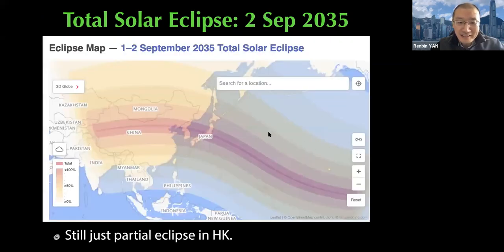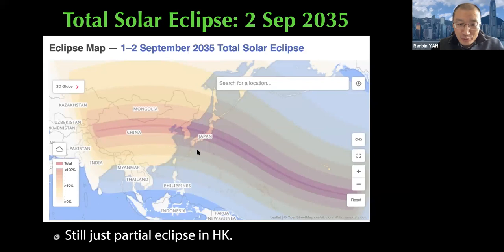But in 2035, there is another easily visible total solar eclipse in Asia. That one will go through the northern part of China, actually going through Beijing and Tokyo and many parts of northern China. This one will be on September 2nd, 2035. And from Hong Kong, we can still just see a partial solar eclipse during that time. It's maybe 10 or 20% of the sun being blocked, still not very interesting.